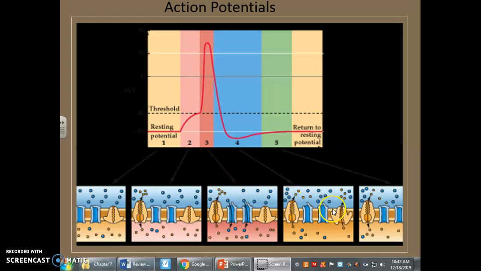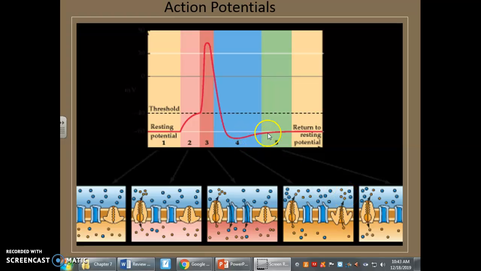And then our potassium ion channels open up, and potassium rushes out of the cell because there were a lot more potassium ions inside the cell compared to outside the cell, and nature always wants to equal things out. That's called repolarization, when the positive potassium ions move out.